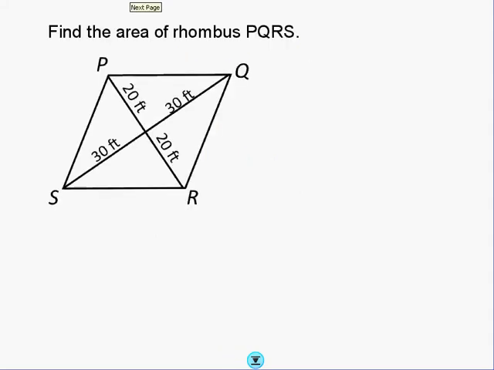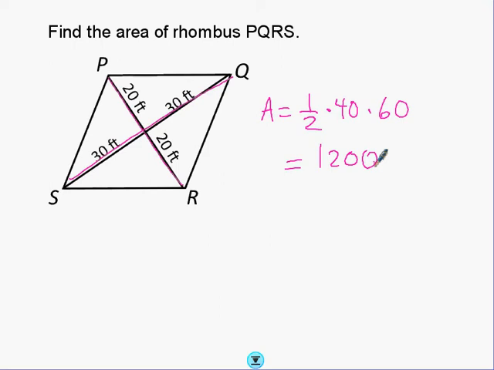So let's do an example. Find the area of the rhombus. Okay, area equals 1/2 the diagonal 1. We'll call this our first diagonal. It's 20 plus 20. It's 40 feet. And our other diagonal would be this guy. 30 plus 30 is 60 feet. And I believe this is 1,200 square feet.